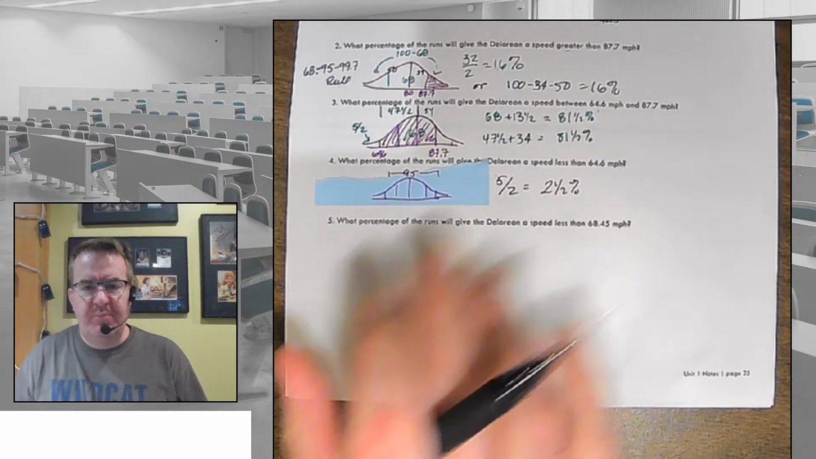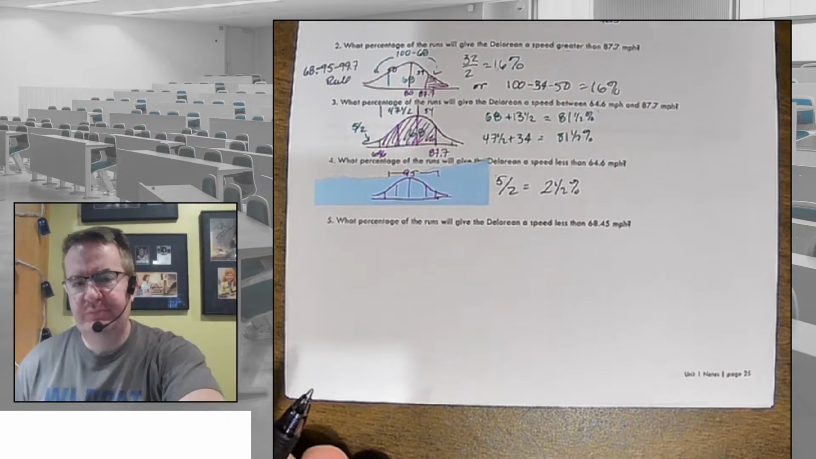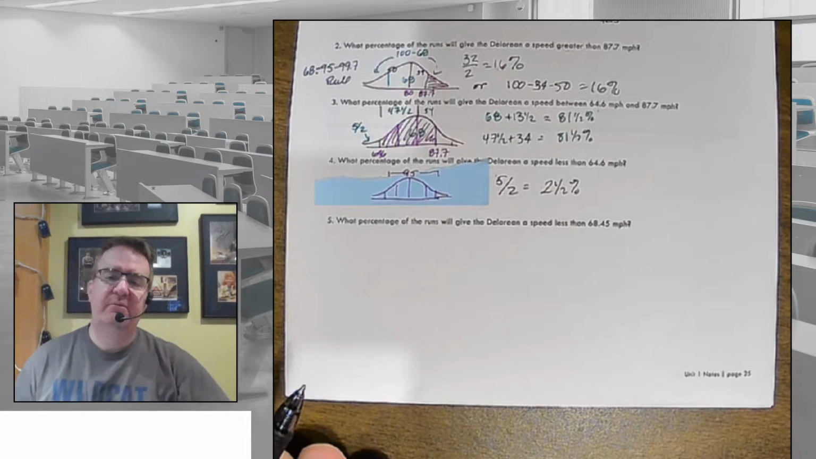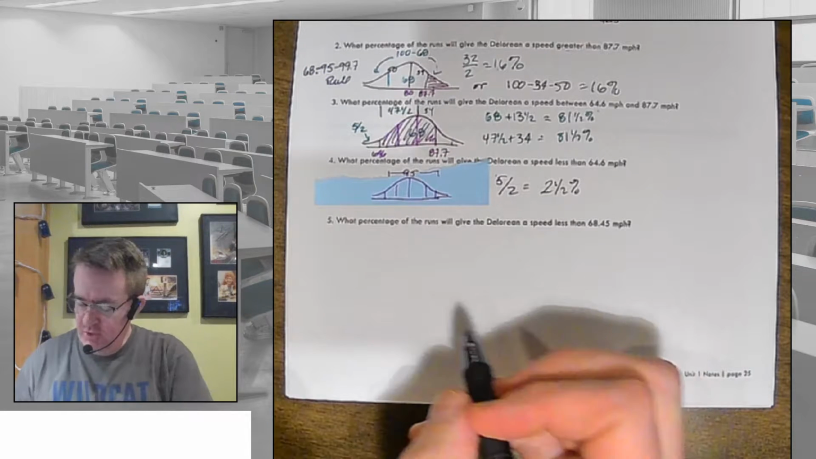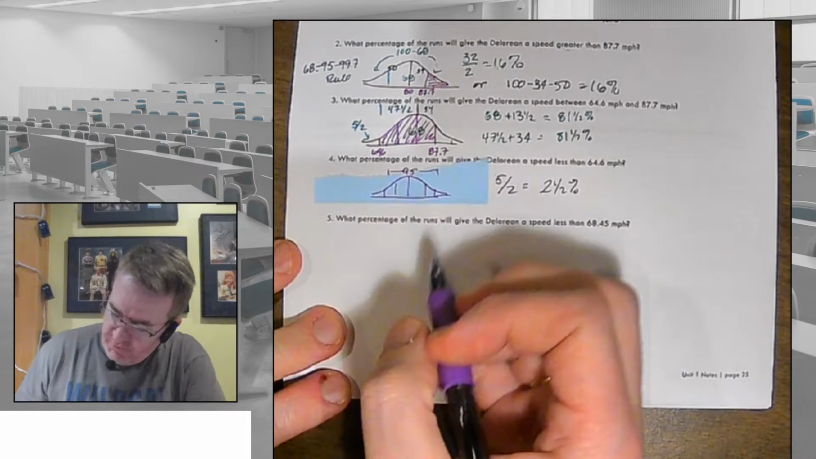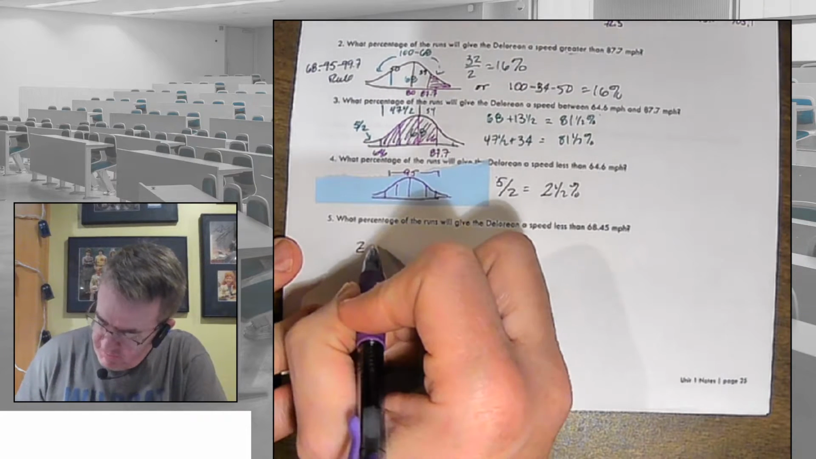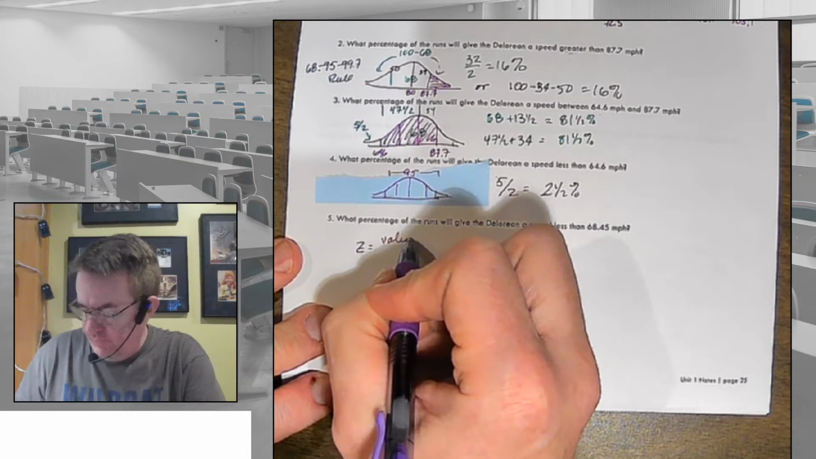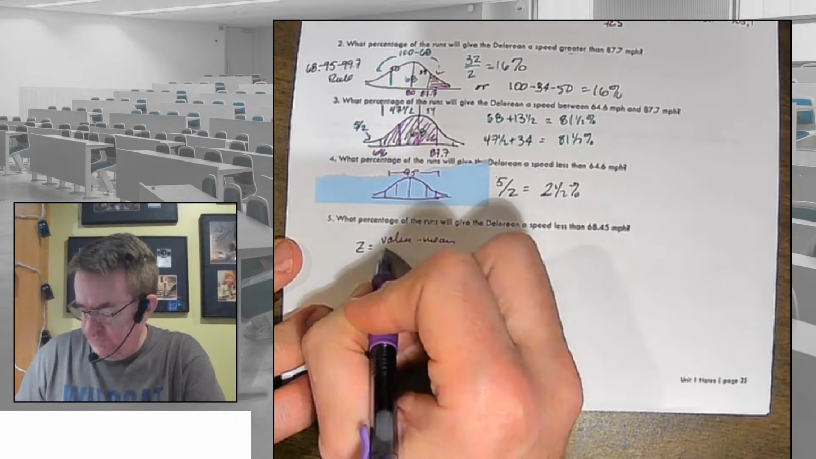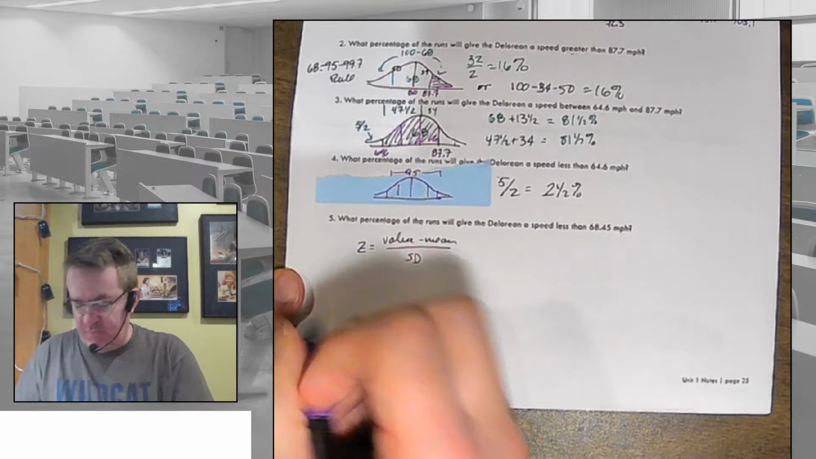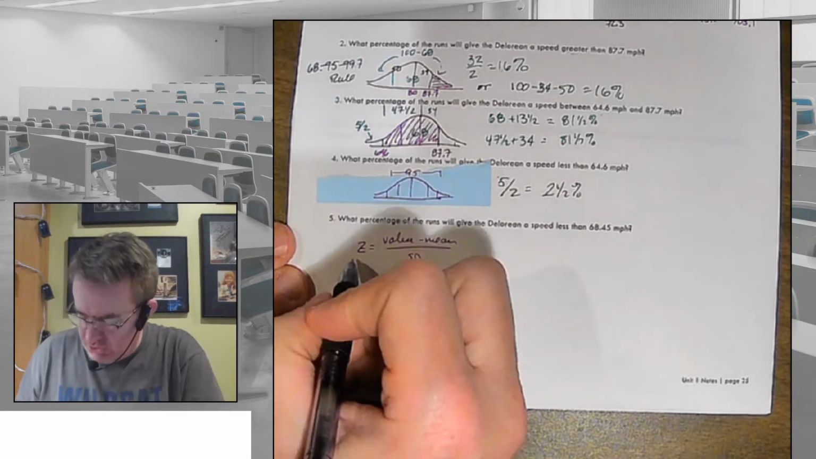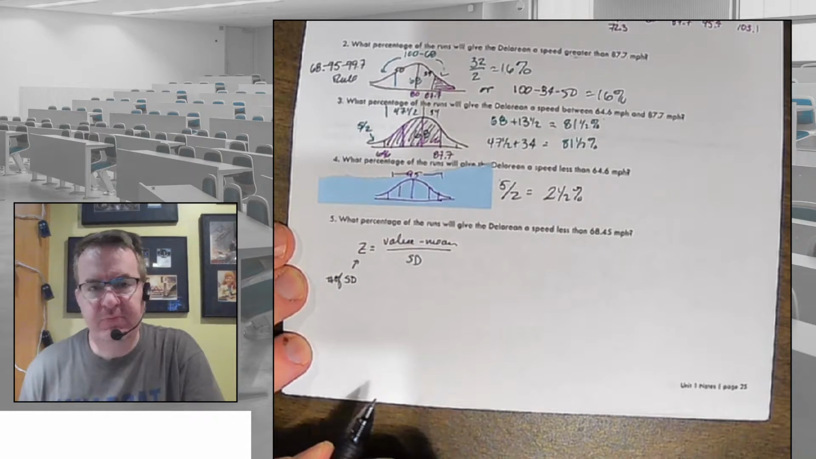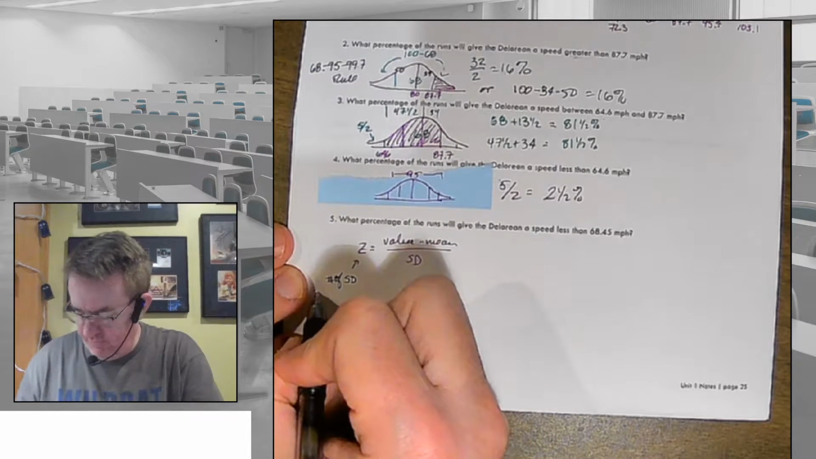Remember the thing that we learned a couple days ago? The thing called the Z-score? I know, right? Sorry, couldn't resist. So take a look at this. How do I find my Z-score? Z is equal to your value minus your mean over standard deviation. Because remember, Z-scores measure the number of standard deviations above or below the mean.